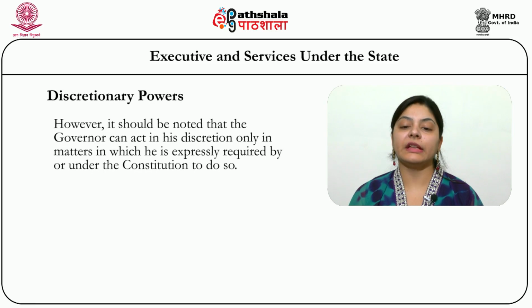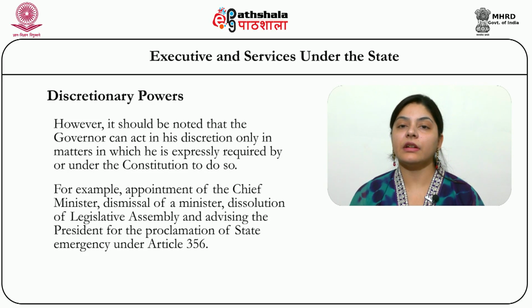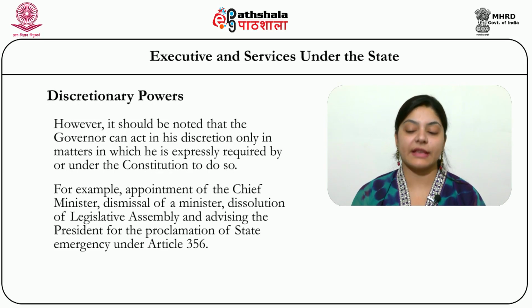However, it should be noted that the governor can act in his discretion only in matters in which he is expressly required by or under the constitution to do so. For example, appointment of chief minister, dismissal of a minister, dissolution of state legislative assembly, and advising the president for the proclamation of state emergency under Article 356.